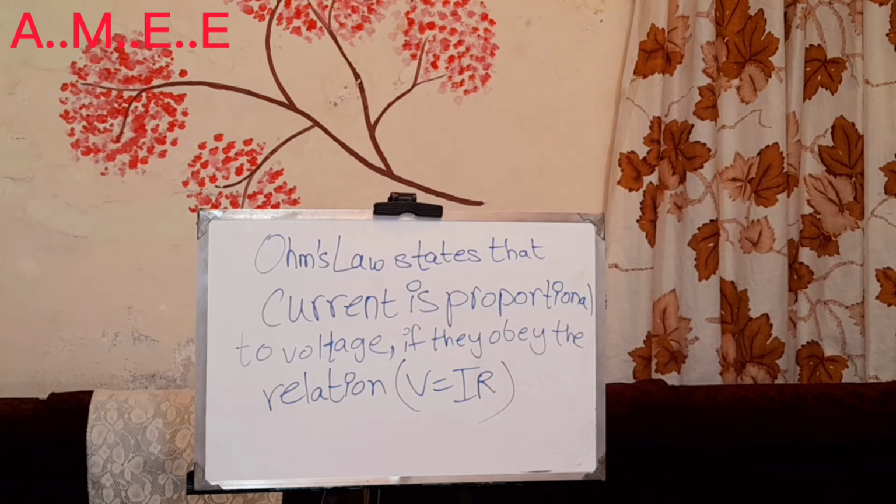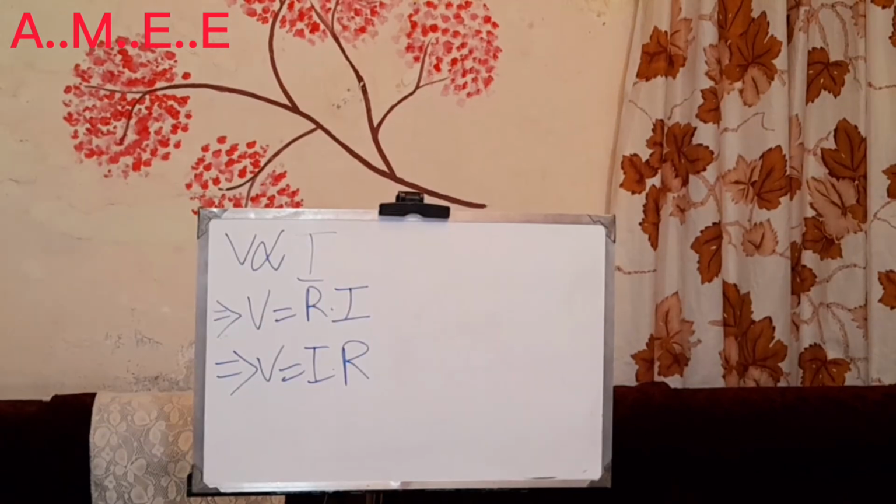Ohm's law states that current is proportional to voltage if they obey the relation V equals IR, voltage equals current times resistance. As we have known, V is the short form of voltage, I is the short form of current, and R is the short form of resistance. Now I will show you some examples of this type of question.